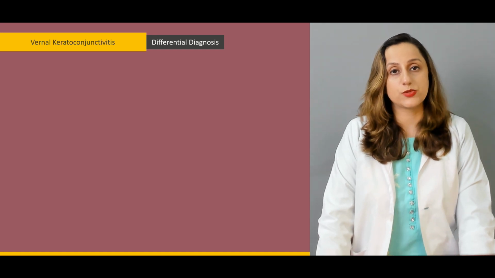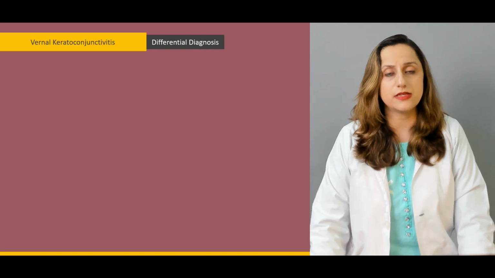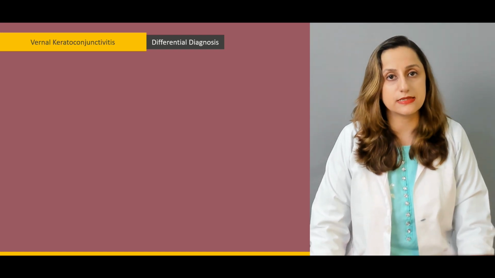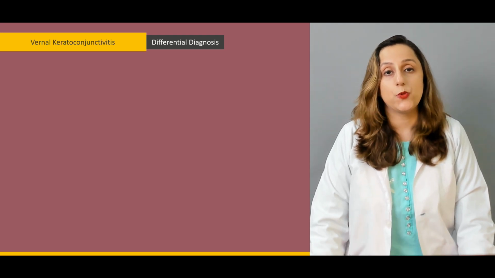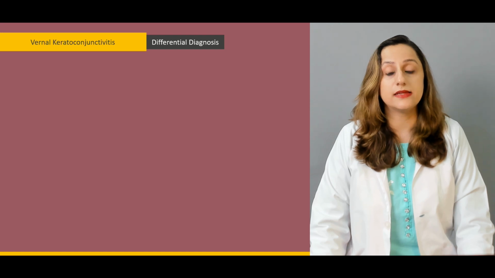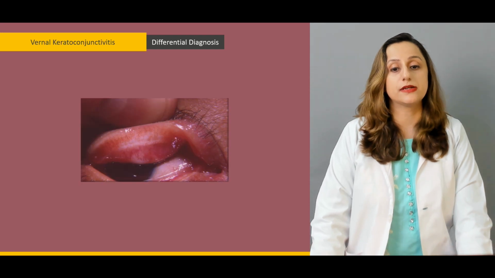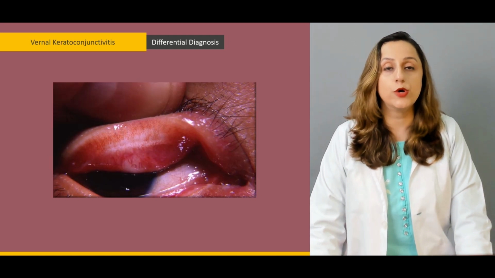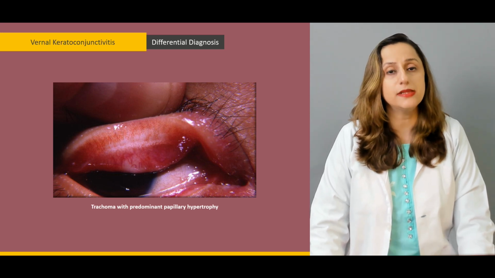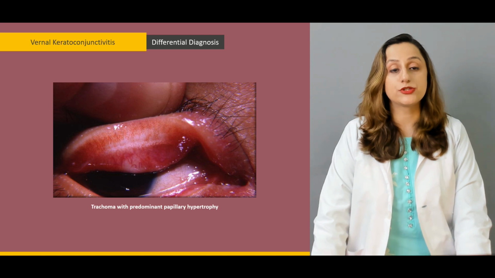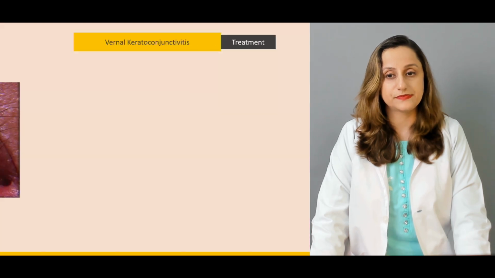Regarding the differential diagnosis, we have to differentiate this condition of vernal keratoconjunctivitis from a list of other diseases, that is scleritis, episcleritis, tuberculous granulomas. We have the anterior uveitis and glaucomas. All of these have to be differentiated from vernal keratoconjunctivitis. Trachoma with predominant papillary hypertrophy, for example, can also be confused with vernal keratoconjunctivitis.